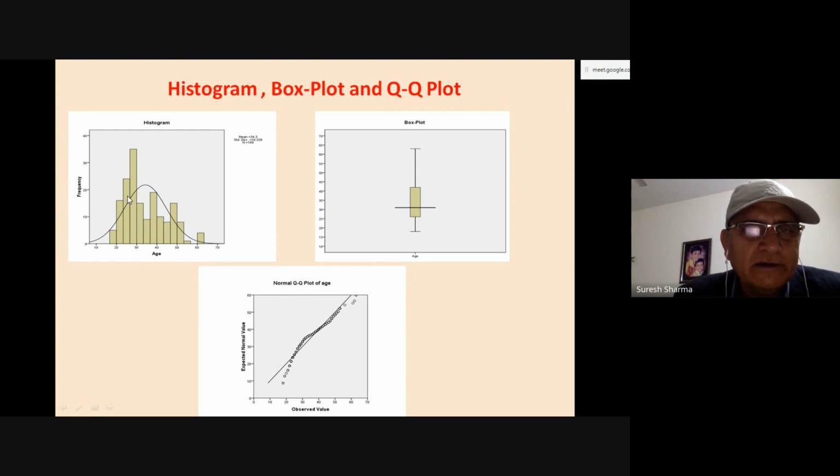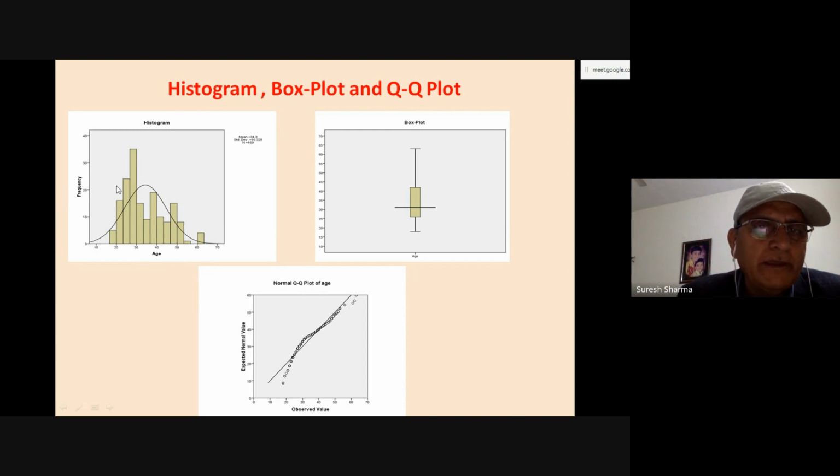So how many are on the left hand side? 1, 2, 3. But how many bars on the right hand side? 1, 2, 3, 4, 5, 6, 7, 8, 9. There are 9 bars on the right hand side. Only 3 bars on the left hand side. So that means data is not symmetrical.